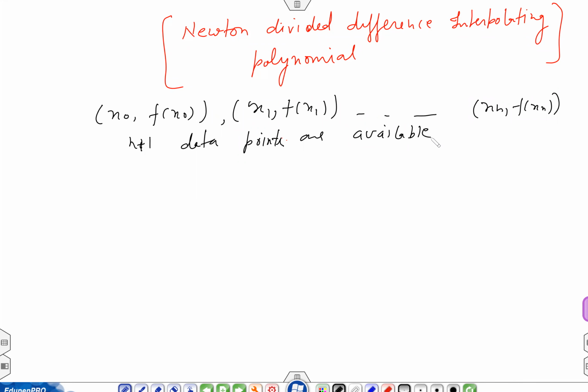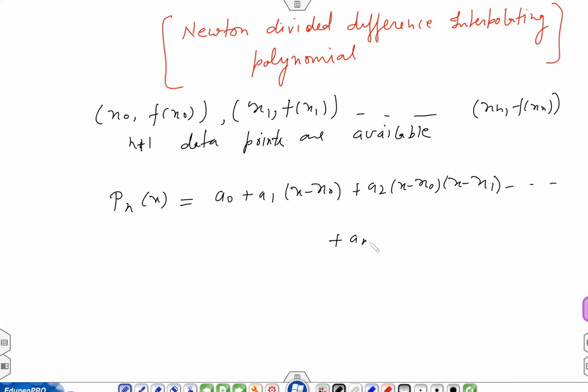Any general polynomial passing through these data points we can write as a0 plus a1 (x minus x0) plus a2 (x minus x0)(x minus x1) plus up to an (x minus x0)(x minus x1) up to (x minus x(n minus 1)). What does it mean? When there are n plus 1 data points, we can construct a polynomial of degree less than or equal to n that passes through these points, or these points will satisfy that polynomial.